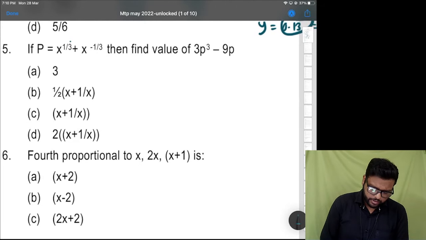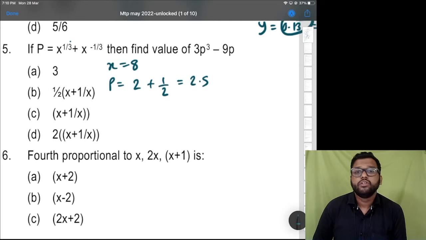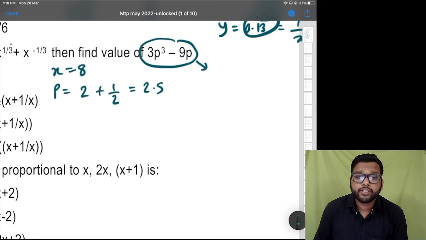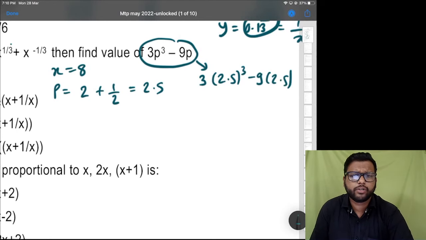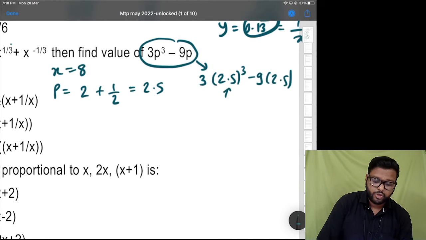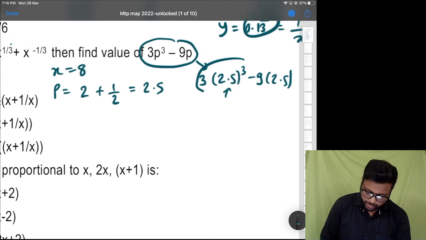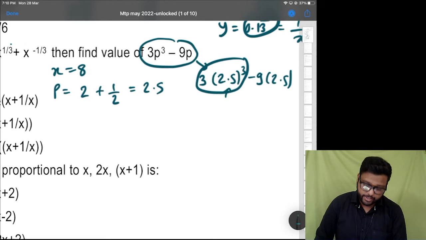So let's assume 8. That means if x is 8, then p will be what? 8 raised to 1 by 3 is 2 plus 8 raised to minus 1 by 3 means 1 by 2, right? Reciprocal. The basic rules of indices. That is 2.5. So p is 2.5. If p is 2.5, we can calculate this. How do we calculate this on calculator? 3 into 2.5 cube minus 9 into 2.5. Do it on calculator, don't write it. How do we do it? First this 2.5 cube, 2.5 into and 2 times equal to into 3. This part M plus, then 9 into 2.5 M minus. If you press MRC, you get 24.375.